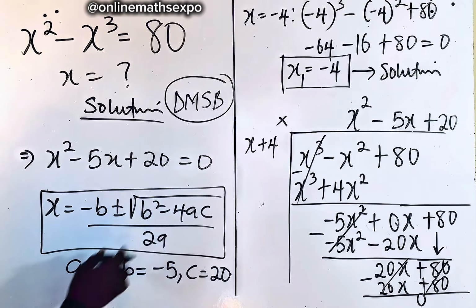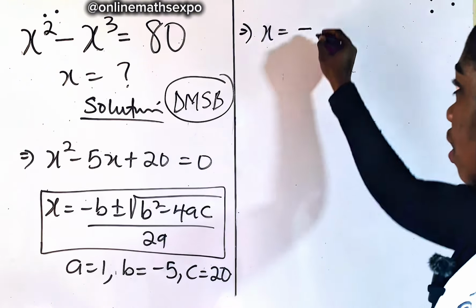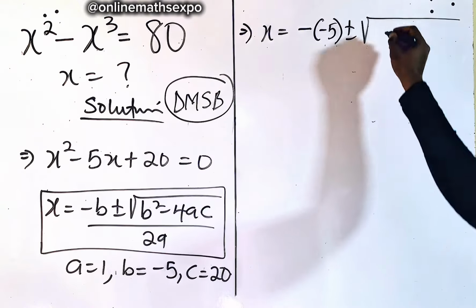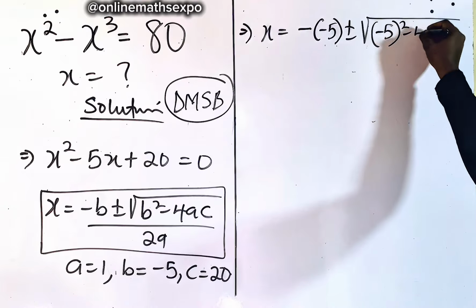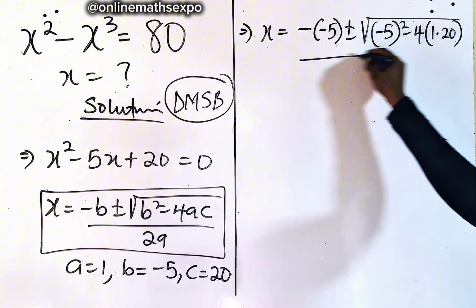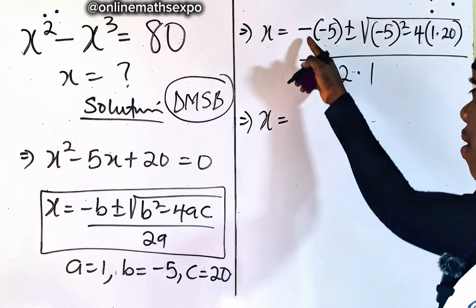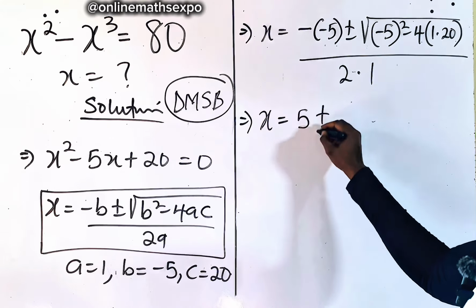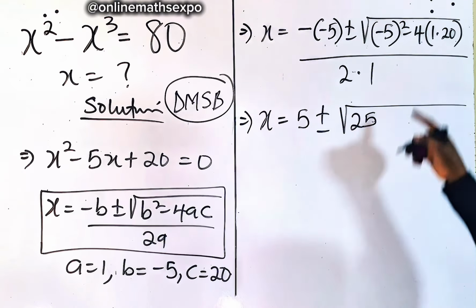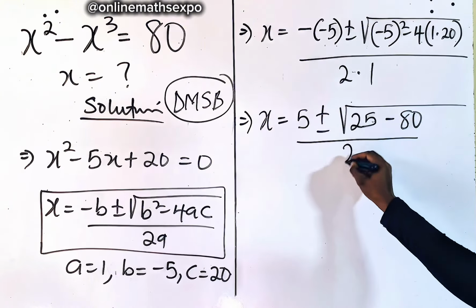So let's plug this here to have x is equal to negative of our b, which is negative 5, plus or minus square root of negative 5 squared minus 4 multiplies our a, which is 1, and our c, which is 20, divided by 2 times 1. So we solve to have x is, if you multiply this, positive 5 plus or minus, then negative 5 squared gives us 25. If you multiply this, it gives negative 80. Is divided by, multiply, it gives you 2.